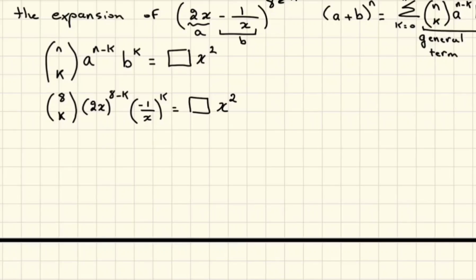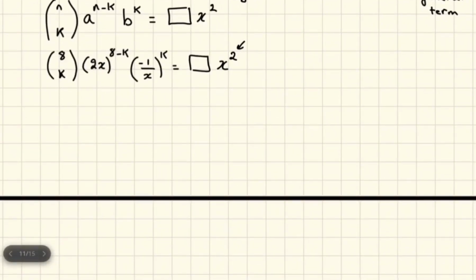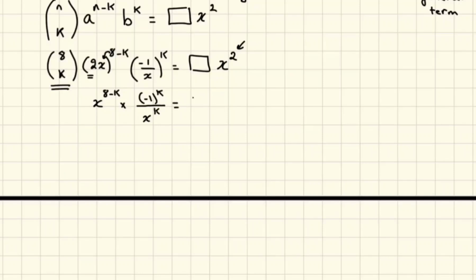Since we know the exponent of x here, I'm going to use this to find the value of k. Once we find k, the rest will be easy. We're going to ignore this part because it doesn't have x. The 2 is just a constant number, ignore it. Distribute the exponent over this parenthesis and give it to the x only for this step. So 8 minus k multiplied by negative 1 exponent k. We can write it, but actually I don't care about it so far. And x exponent k. I know that this answer will be box multiplied by x exponent 2.